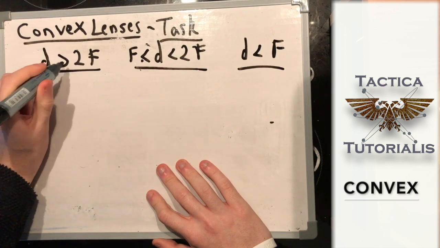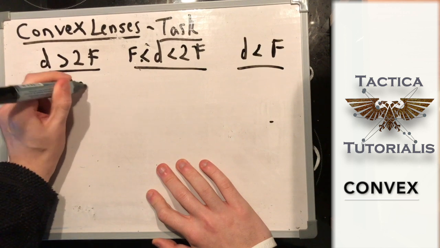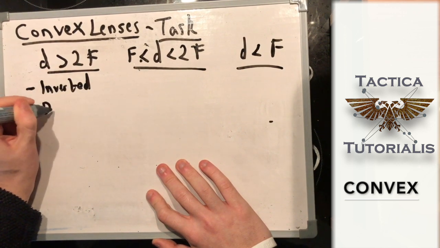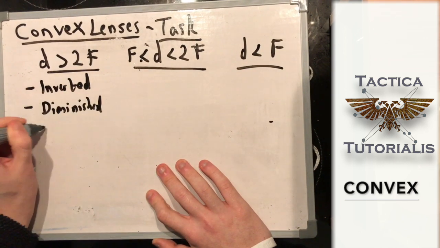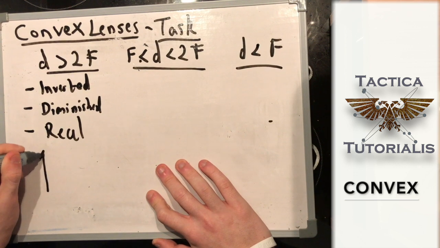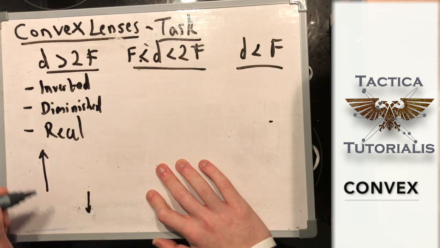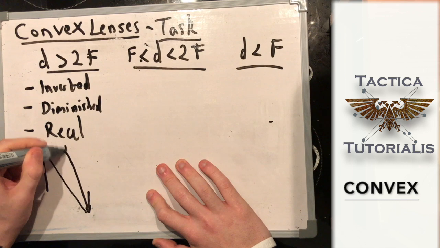So in this case, this is what you just did for your task. We say that the image is inverted, it is diminished, and it is real. So you would go from this to something like that. The lines would meet, and you'd get something that went a little bit like that, if that was your lens.